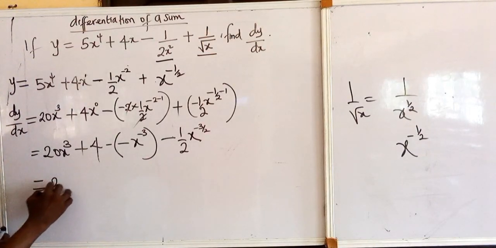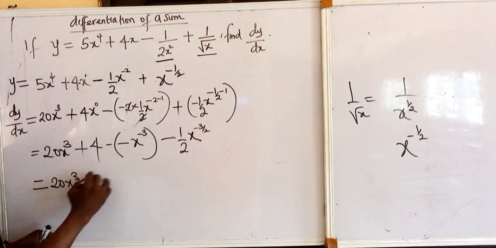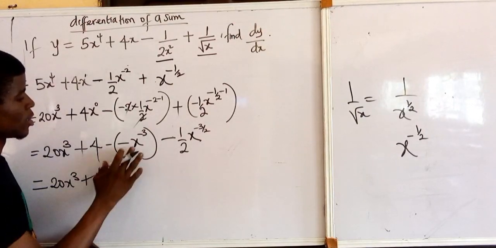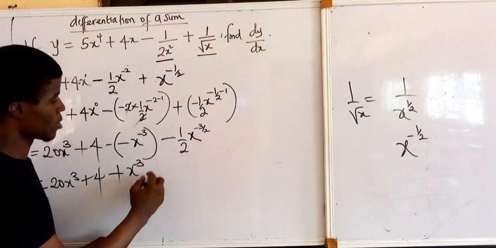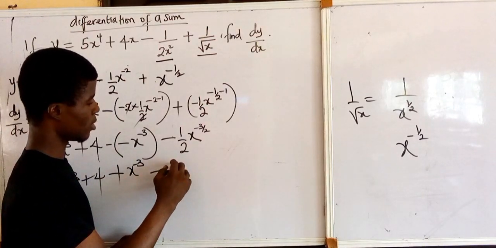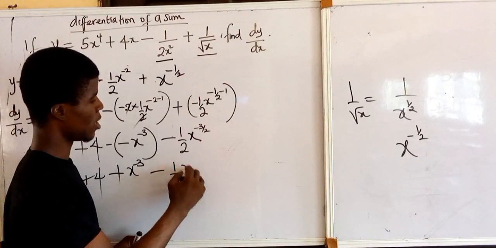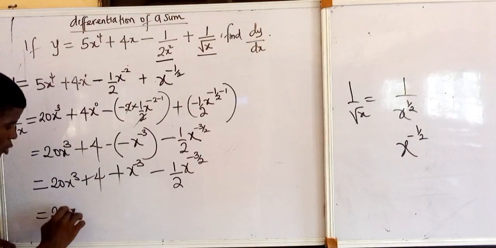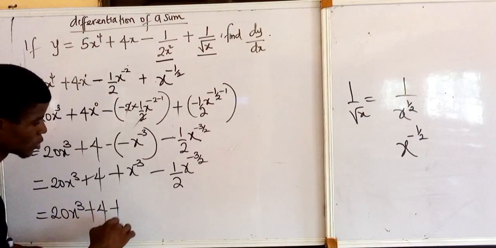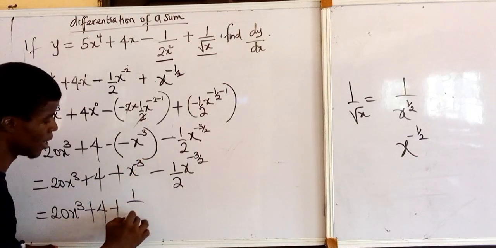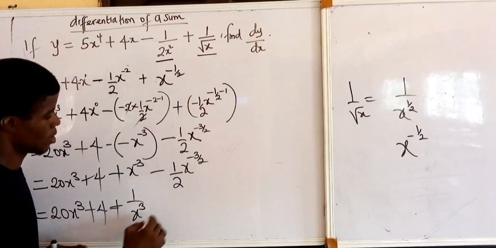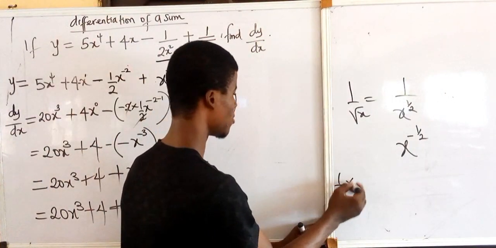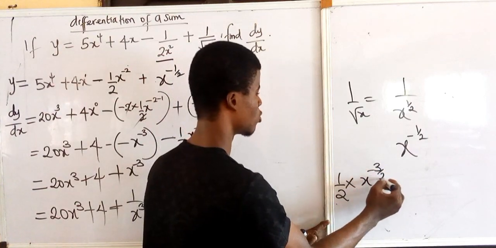dy/dx is equal to 20x cubed, then plus 4. This negative sign will enter this bracket to give me a positive sign, then x raised to the power minus 3. Then I have minus 1 over 2 of x to the power of minus 3 over 2. And we have 20x cubed plus 4 plus x to the power of negative 3, which is 1 over x to the power of positive 3. And minus, to simplify this, we have 1 over 2 times x to the power of negative 3 over 2.